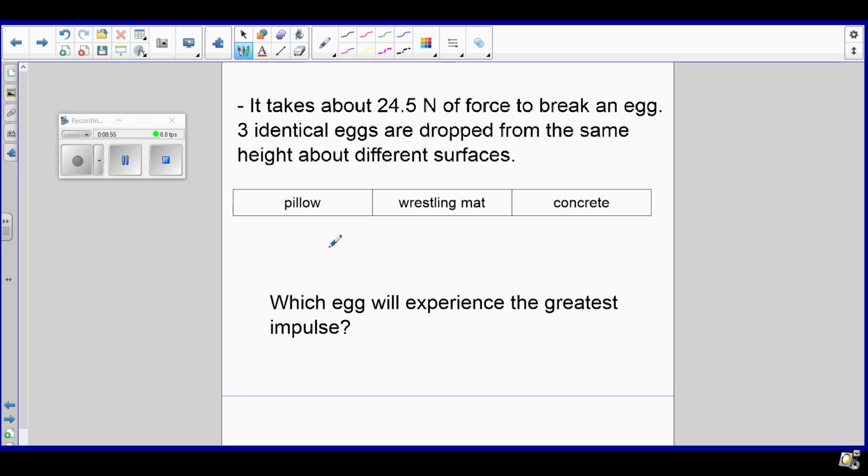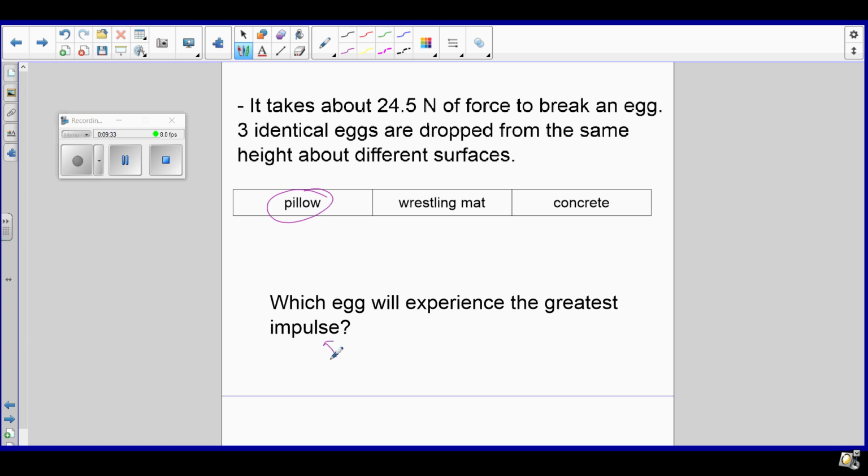But you know the result is different. The softness or hardness of the material affects which one would break the egg. How is that possible if it's the same impulse for all 3 cases? You use a really soft material, a really hard material. So we're going to try it out with a pillow, a wrestling mat, and a concrete floor. And you could probably guess which of these 3 materials is going to allow the egg to survive, even though it experiences the same change in momentum. Imagine you're guessing that the pillow is the one that's going to make the egg survive. Which egg will experience the greatest impulse?